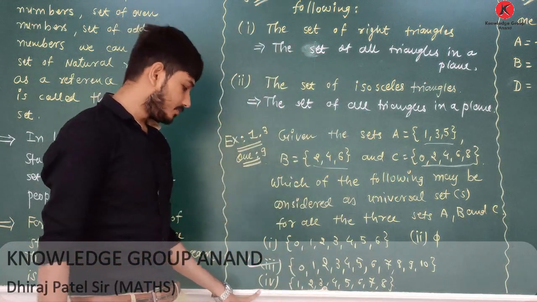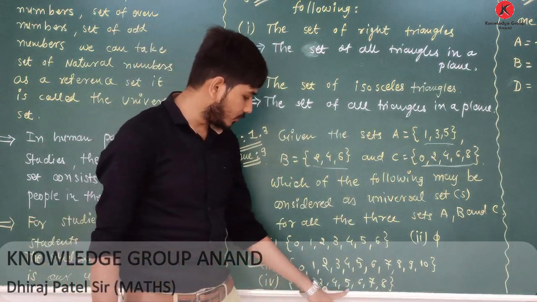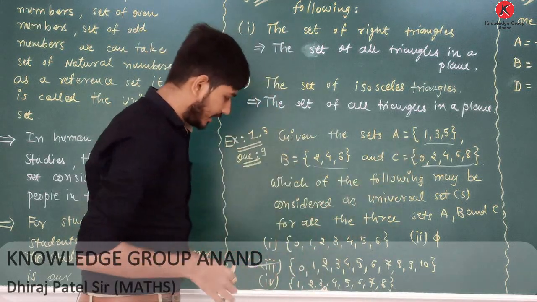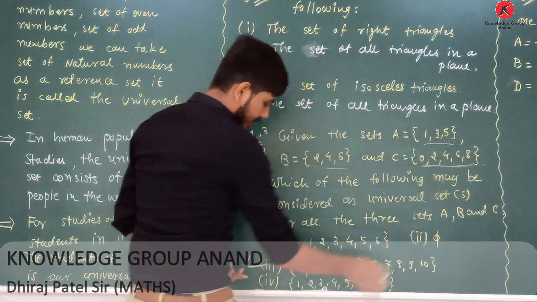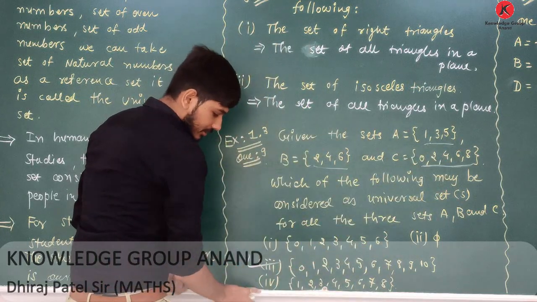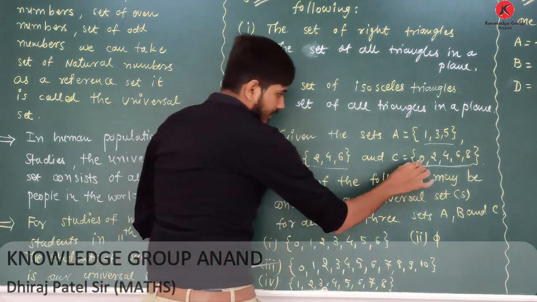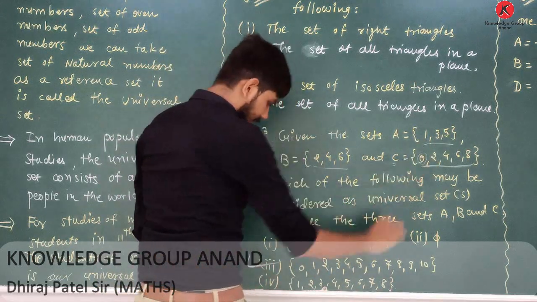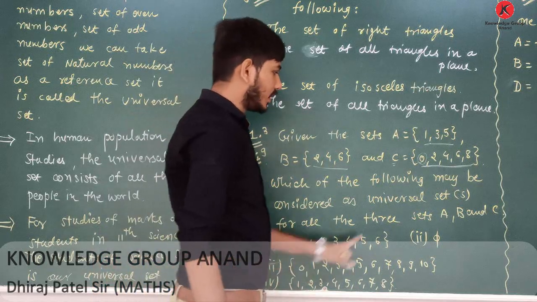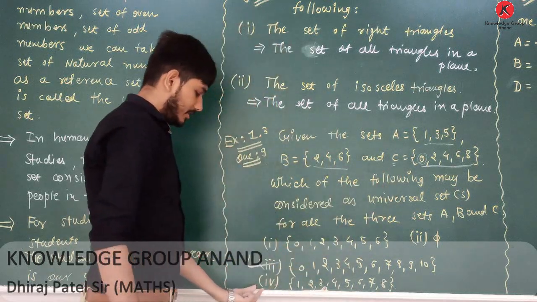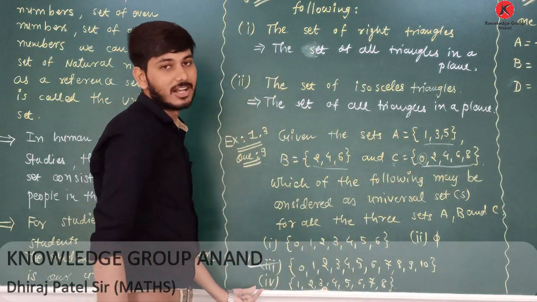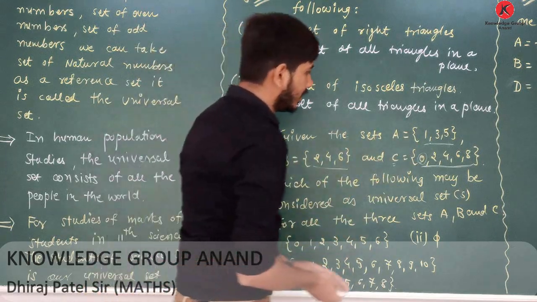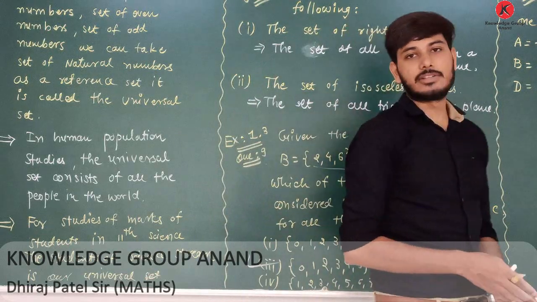For the next one, check it out. 1, 2, 3, 4, 5, 6, 7, 8. Here all the elements of set A, 1, 3, 5, are in this, but 0 is not there for set C. Therefore, we cannot consider the fourth option as a universal set, because the universal set must have all the elements of sets A, B, and C.